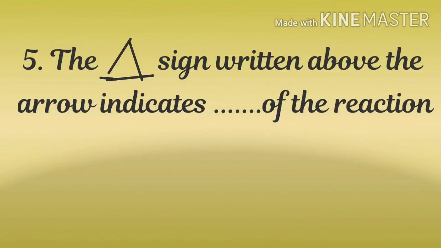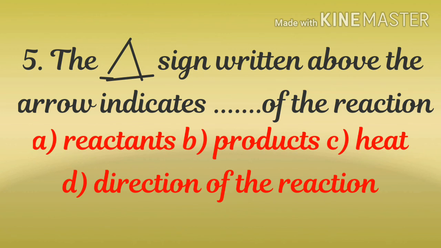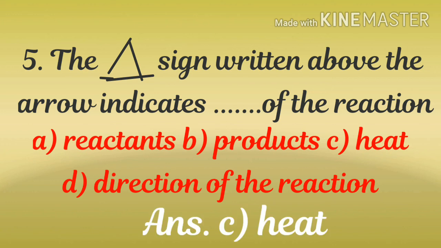Question 5. The triangle sign written above the arrow indicates dash of the reaction, and the options are A. Reactants, B. Product, C. Heat, and D. Direction of the reaction. Answer option C.